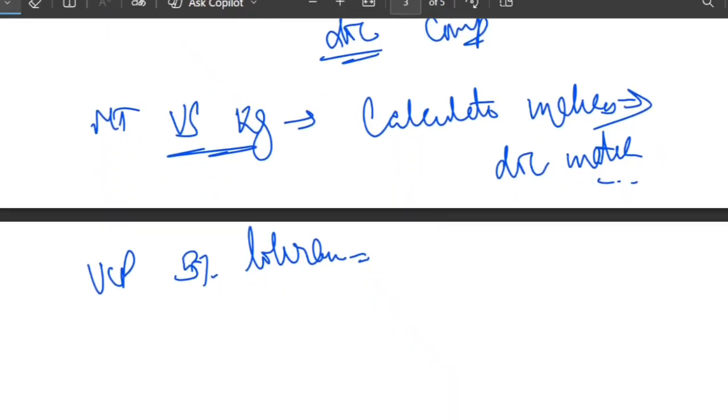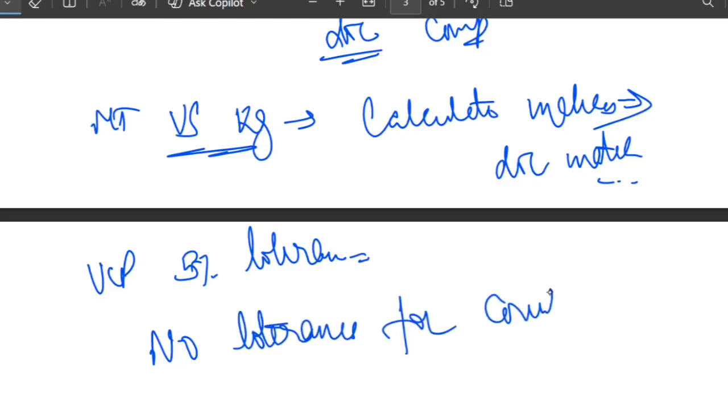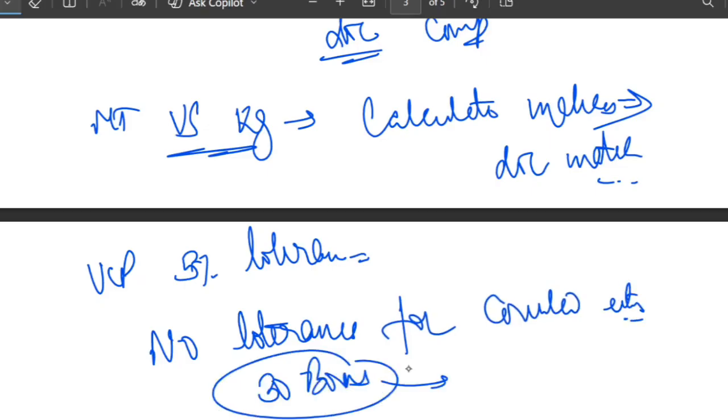And one more trick is that there is no tolerance for counted items. Very, very important. Like suppose they say 30 boxes. In that case you cannot give tolerance. In terms of quantity you can give tolerance, like units.